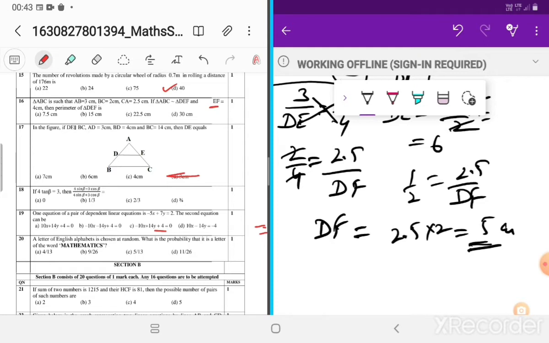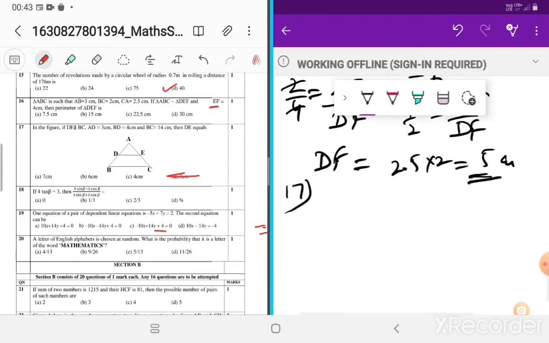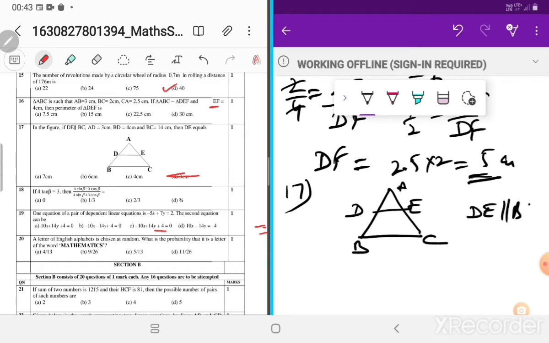Okay, so this was our question number 16. Now come to question number 17. In the figure, if DE is parallel to BC, now the figure is given. Let us see what is given. Here is A, B, C. Your DE is D and E. Your DE is parallel to BC. This is given. DE is parallel to BC.